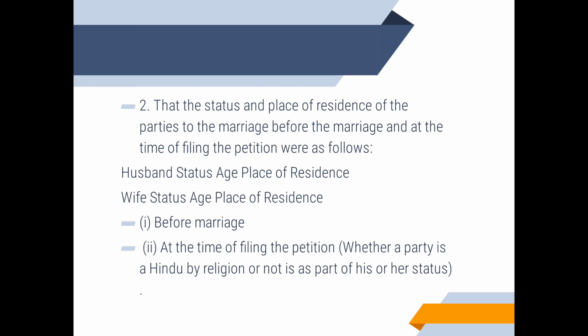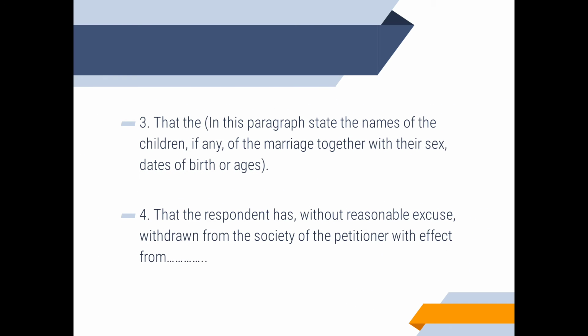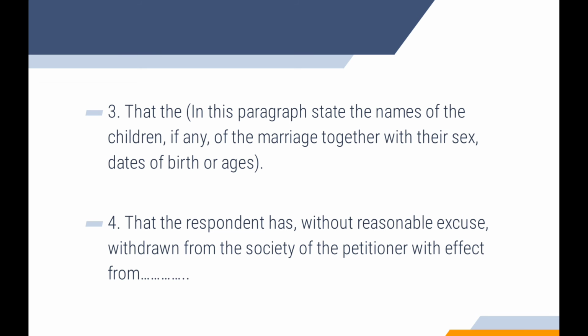Okay, then after that, in this paragraph you have to mention the names of the children, if any, of the marriage together with their sex, date of birth, age, all the family details which may be helpful for the reviewing of the judgment. Even if it is not helpful, it is still required, because here we give the details of the prior suit against which the review has been filed. So details of the prior suit must be stated here.